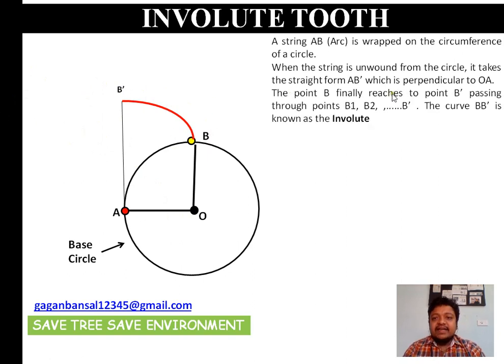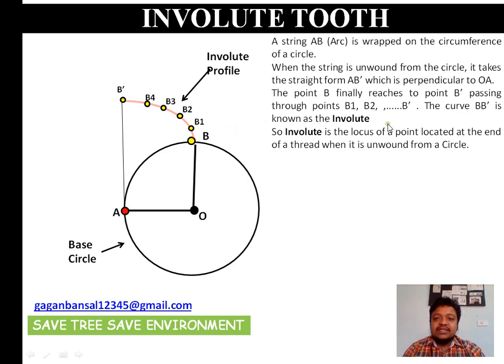The point B finally reaches B dash passing through points B1, B2, B3. So the curve BB dash is known as involute. That means when it is unwound, it will follow a path from B to B1, then B1 to B2, B3, B4, and finally it reaches B dash. So this red color profile that has been generated by unwinding is known as involute profile. So involute is the locus of a point located at the end of the thread as it is unwound from a circle.